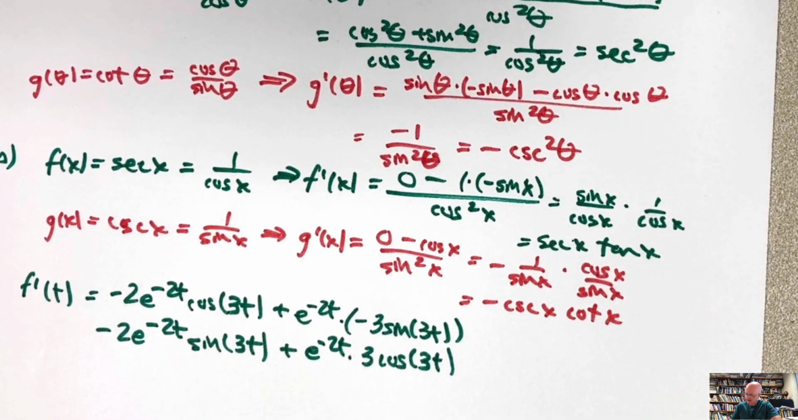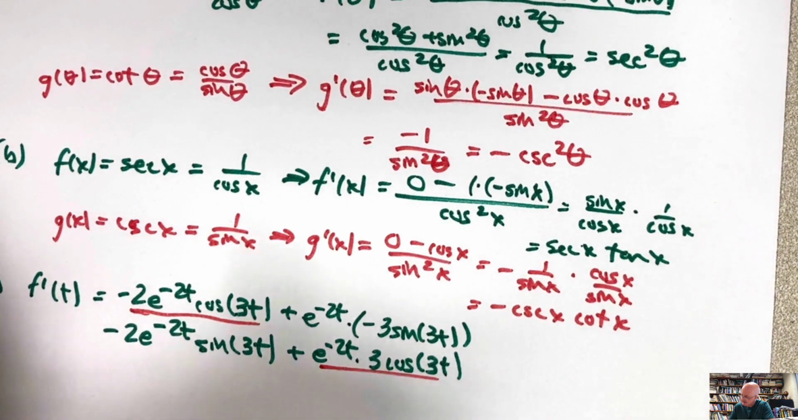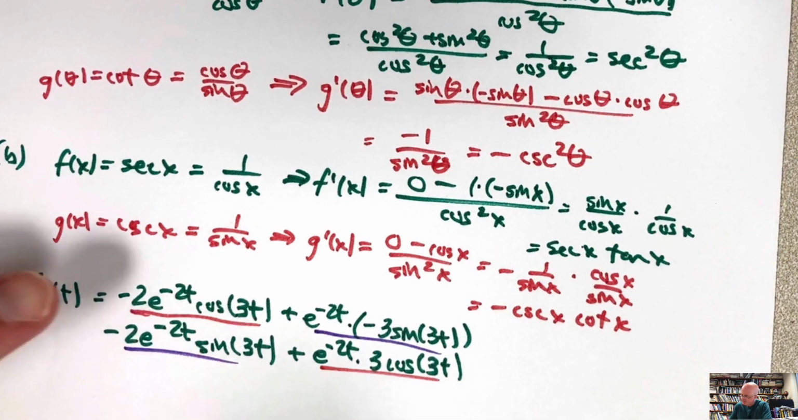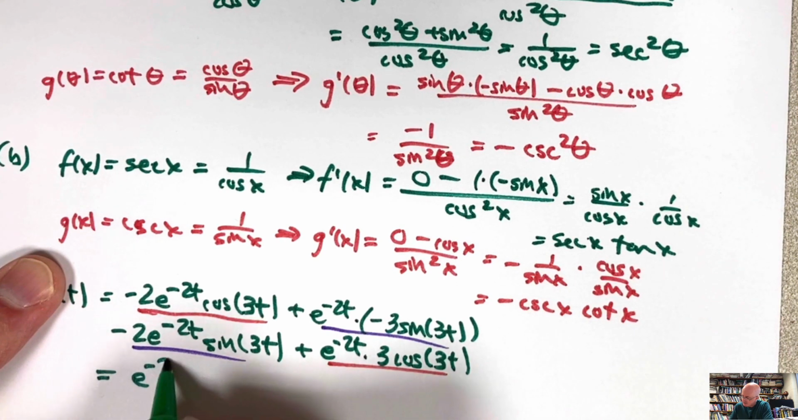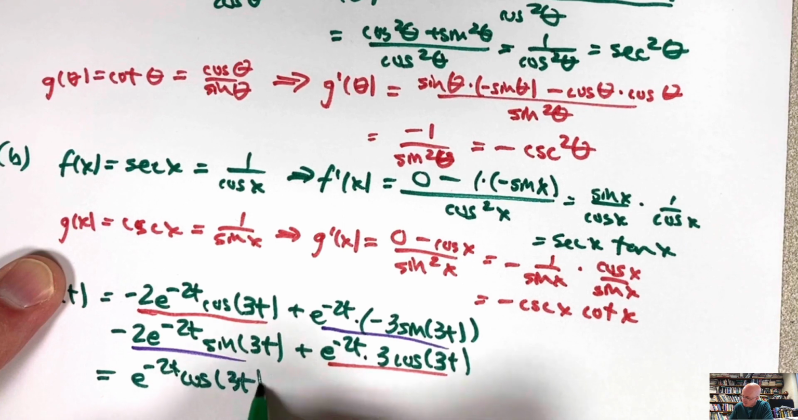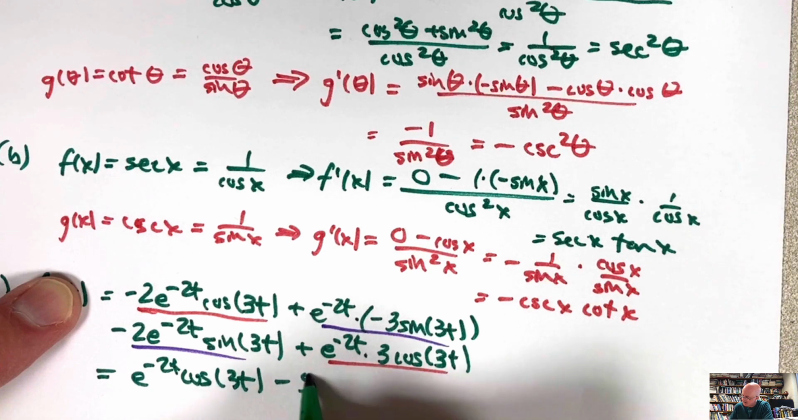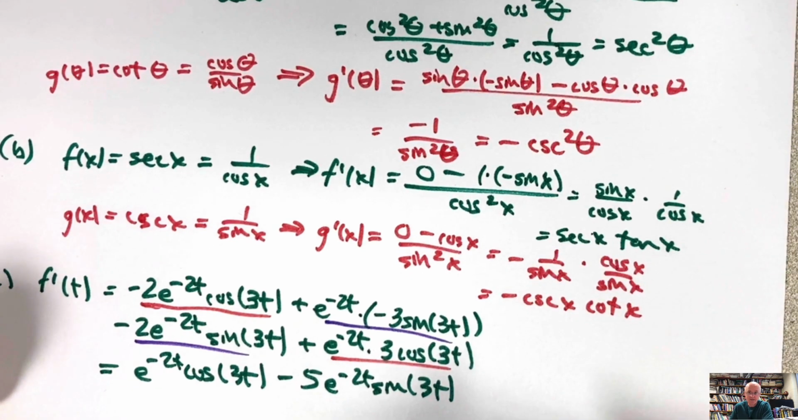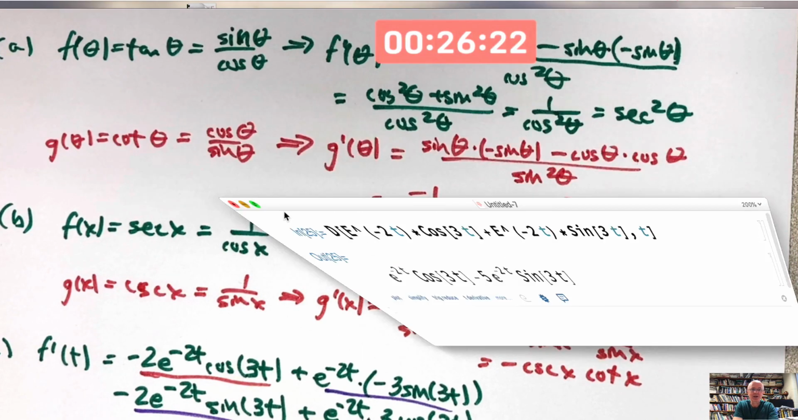Simplify, you can combine like terms. This can combine with this, and this can combine with that, and we do get a bit of simplification. Negative 2 plus 3 is 1. We're going to get just 1 times e to the negative 2t cos 3t. And with the sine one, we have a negative 3 and a negative 2. That's going to give us minus 5 e to the negative 2t sine 3t, if I've not made a mistake. Here I'm actually going to check to see if it's right or not. There we go. It is right. I'm using this program called Mathematica to double check that it's right. All right, let's go on to the next part.